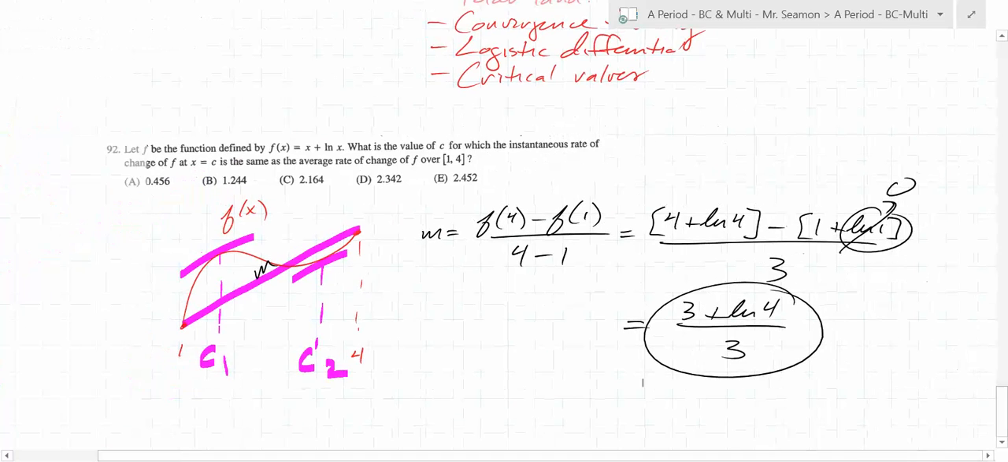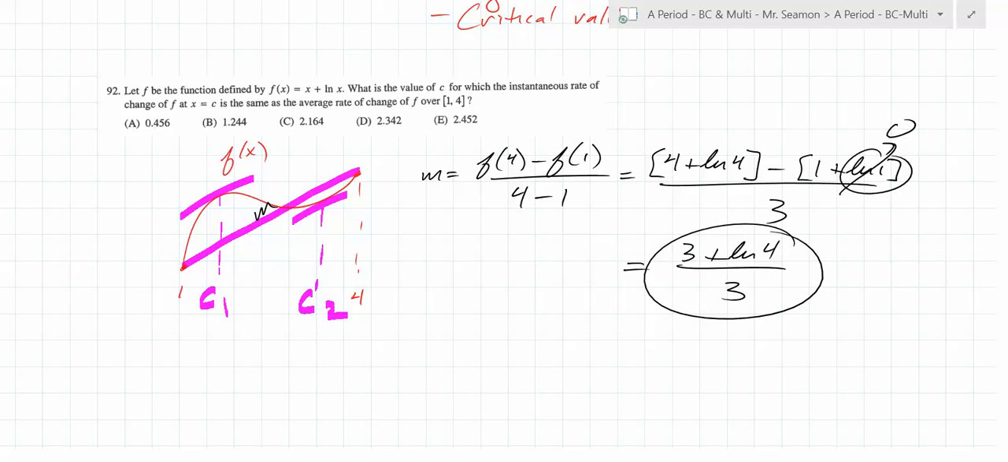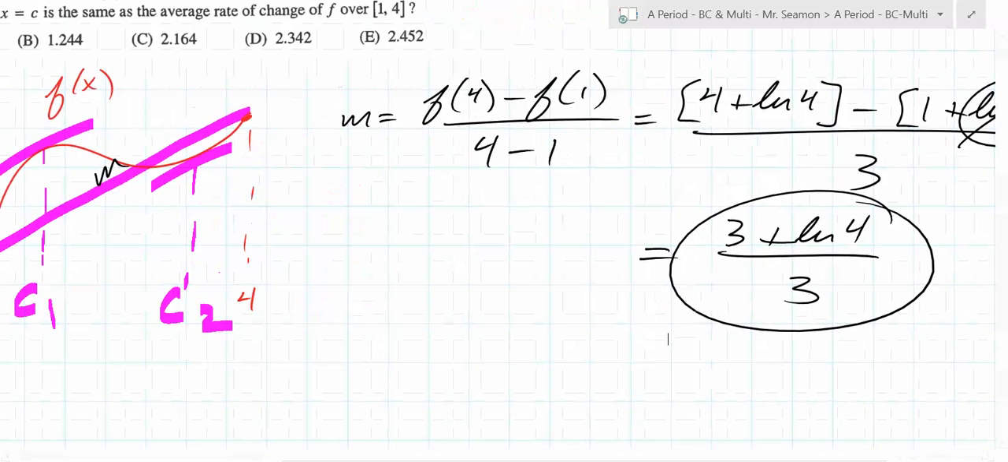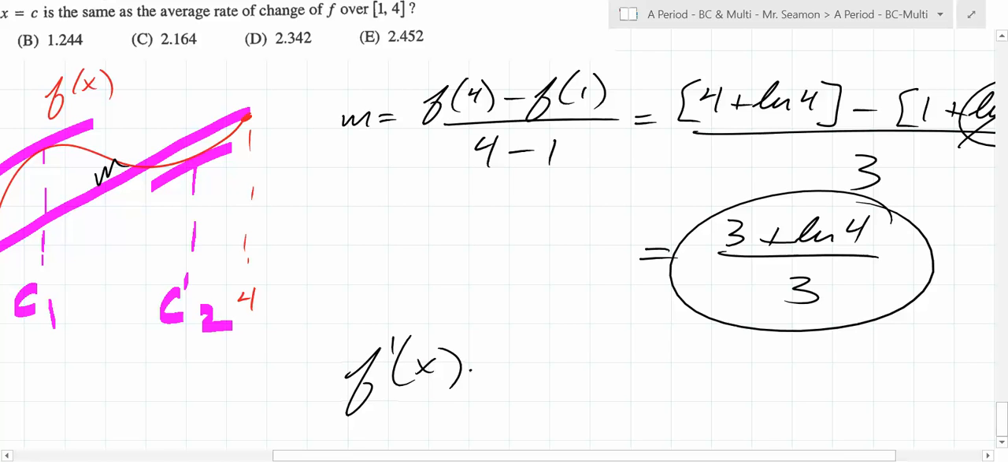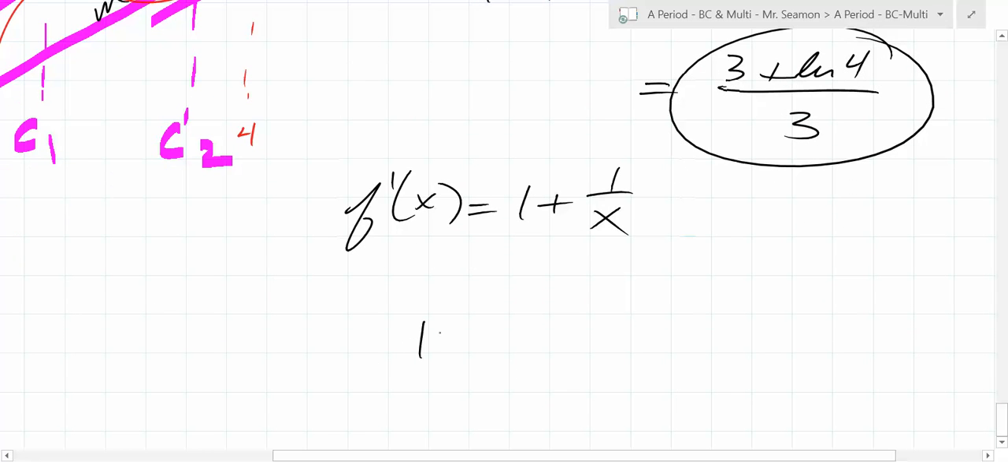So what are you trying to find? You're trying to find the x values such that when you plug them in, the derivative is the same, right? So essentially you're asking, when is the derivative of this equal to that? We are applying the mean value theorem, exactly. So in this case, what is f prime? 1 plus 1 over x. So what are you solving? 1 plus 1 over x is equal to 3 plus ln 4 over 3.